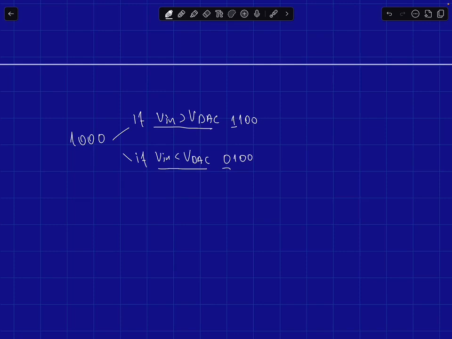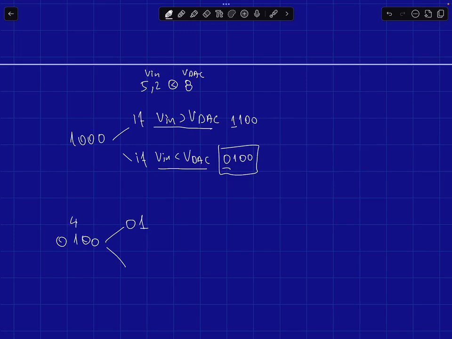In this case our Vin was 5.2 volts, and we compare it with our VDAC, which was 8, because it's 1000. So Vin is smaller than VDAC. The second condition is met, so we choose this number, which is our new VDAC. So now we have 0100, which is the number 4, and we repeat the same thing.